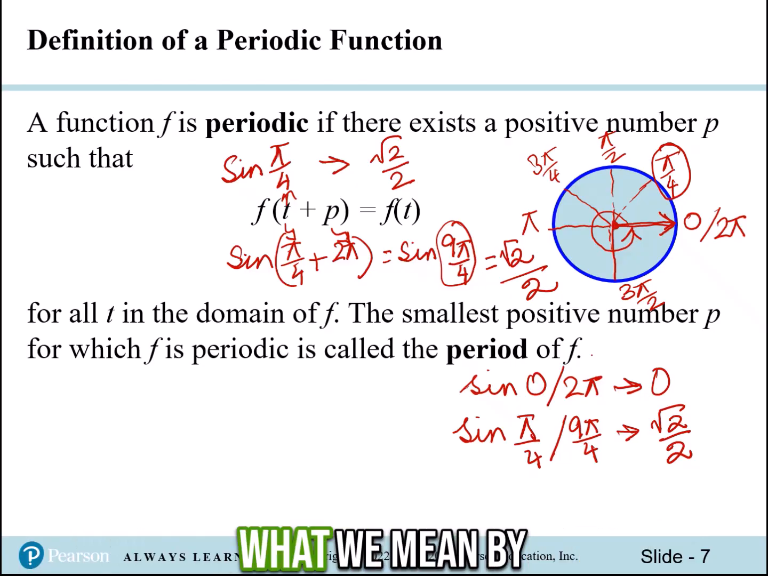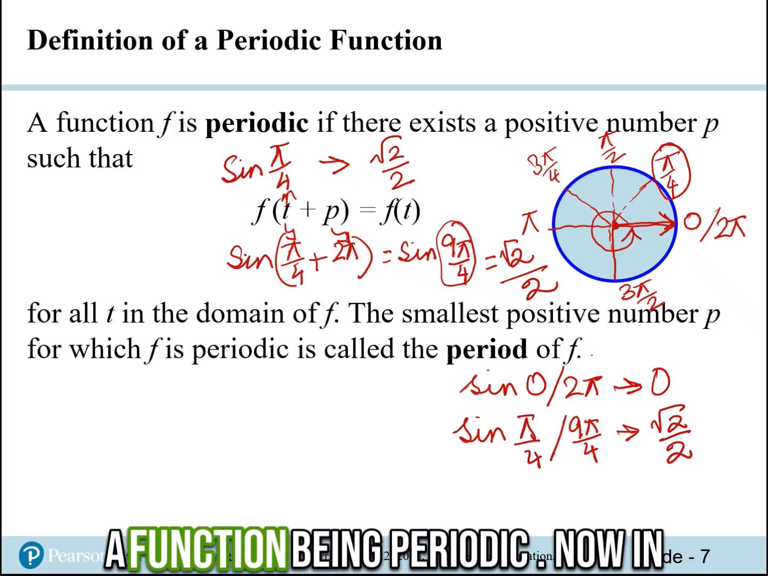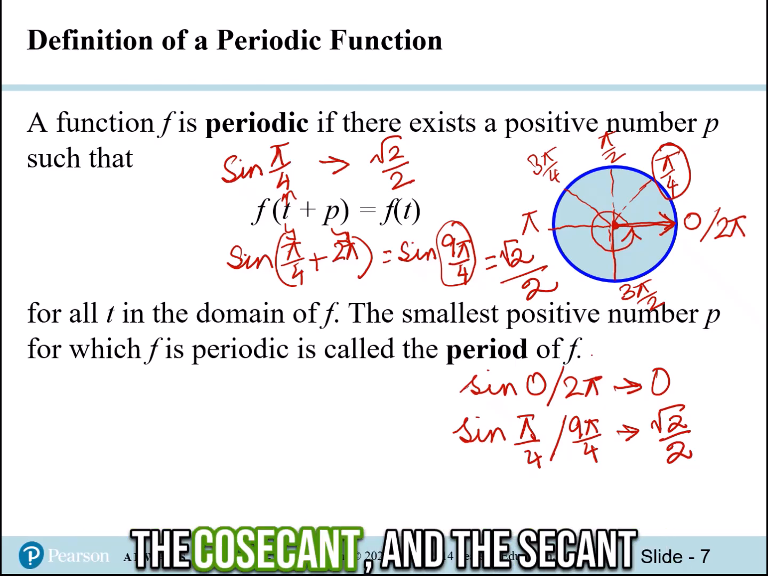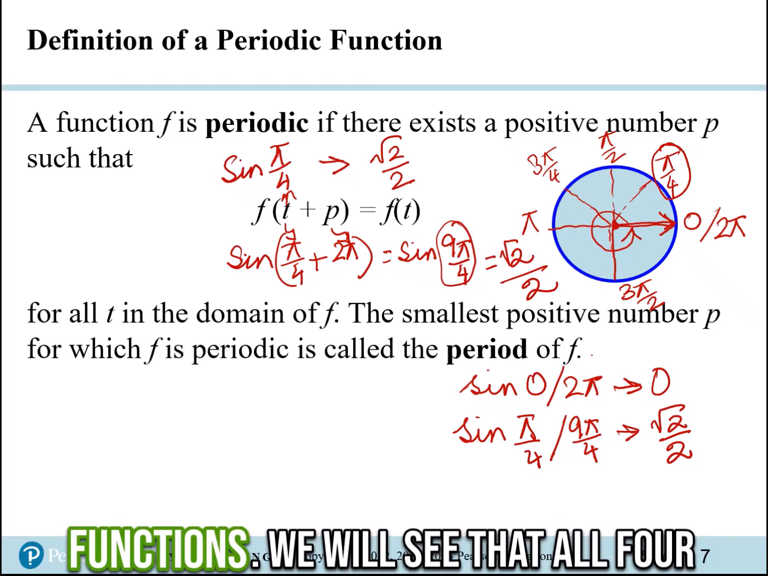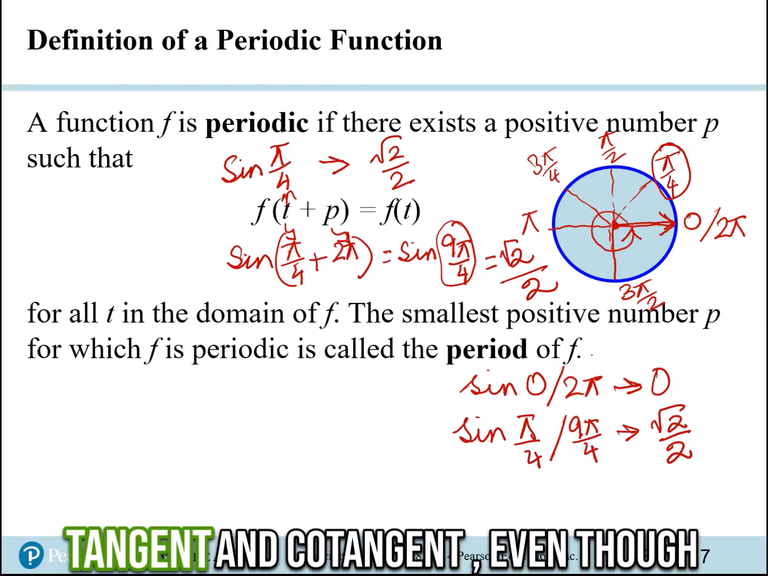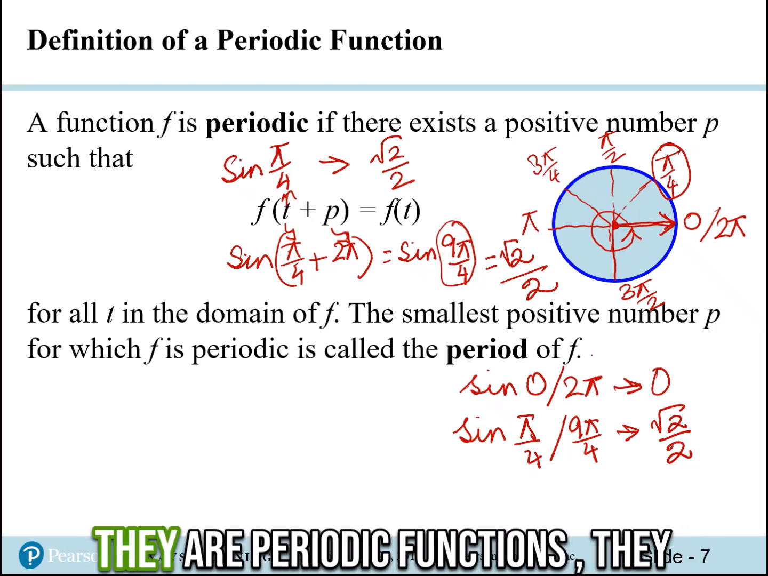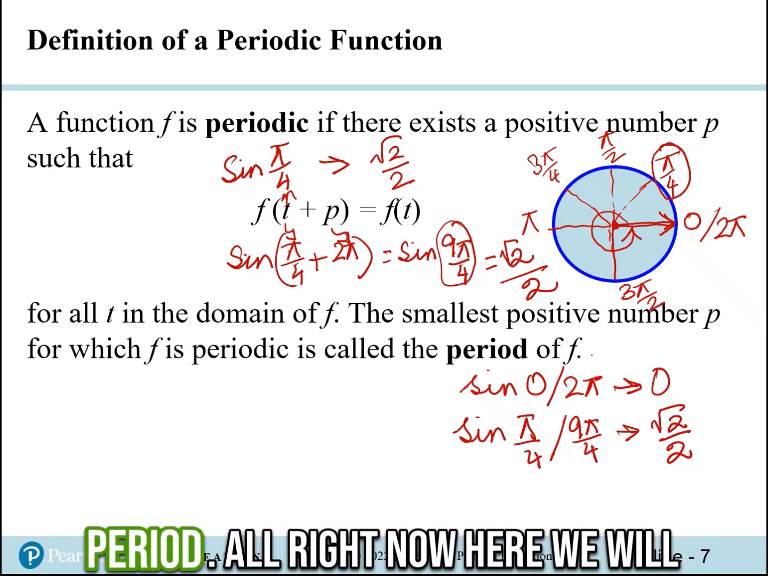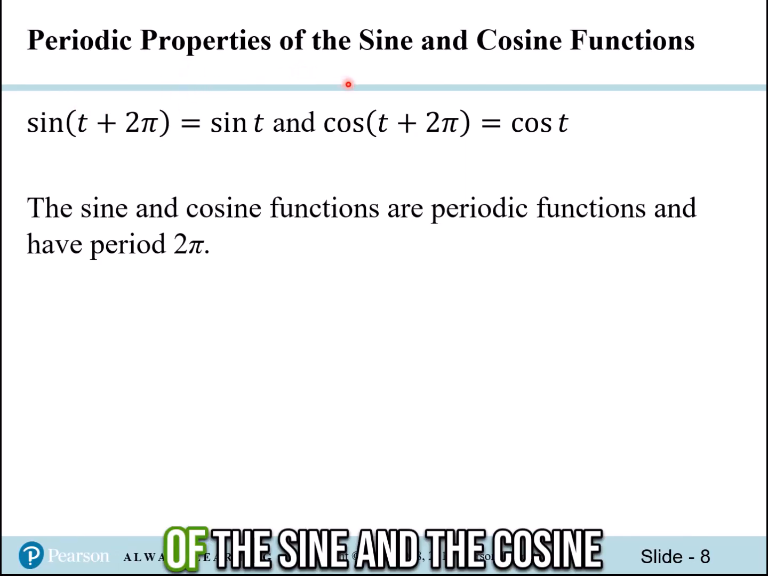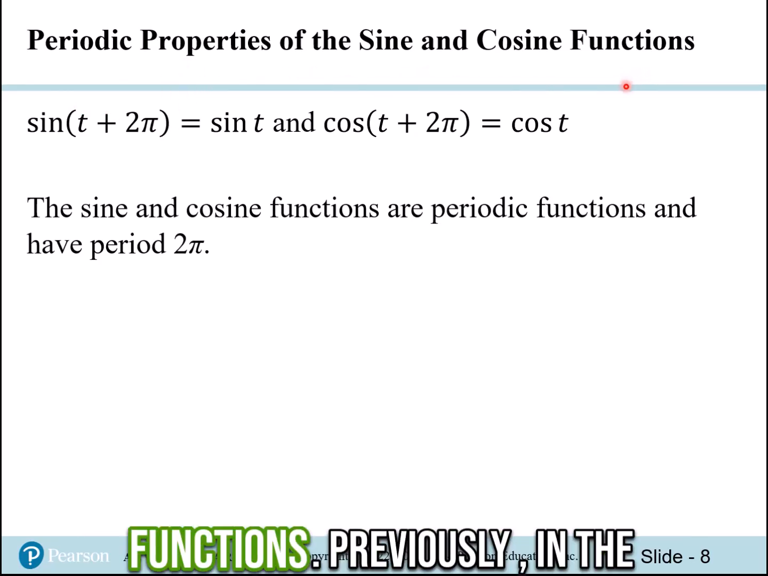So that is what we mean by a function being periodic. Now in subsequent slides, we will talk a little more about the sine, cosine, cosecant and secant functions. We will see that all 4 of those functions have the same period of 2 pi, whereas the tangent and cotangent, even though they are periodic functions, have a different period. All right? Now here we will talk about the periodic properties of the sine and the cosine functions.